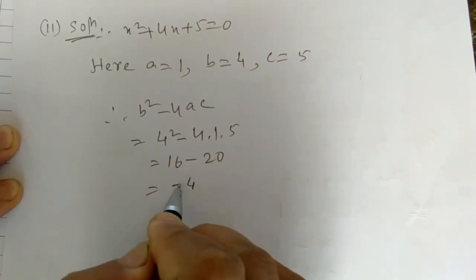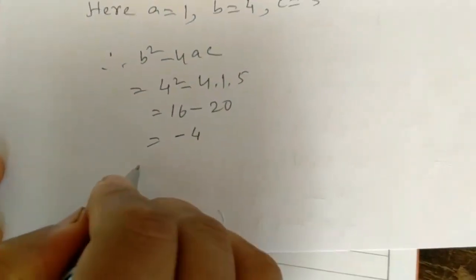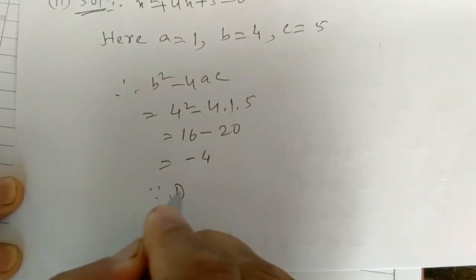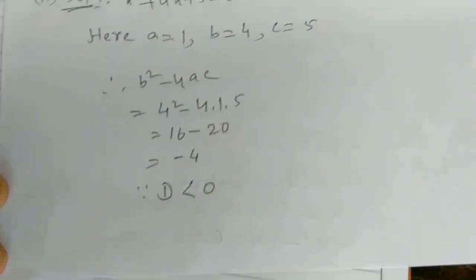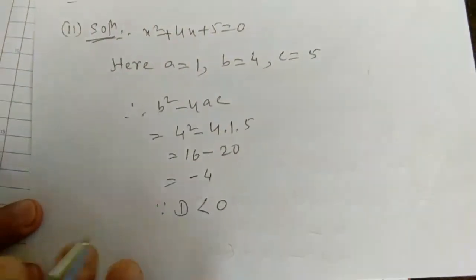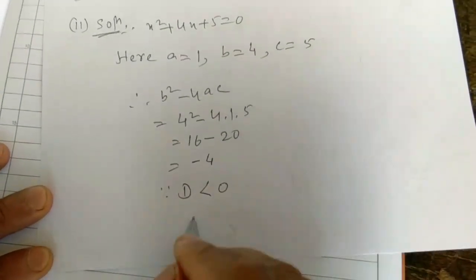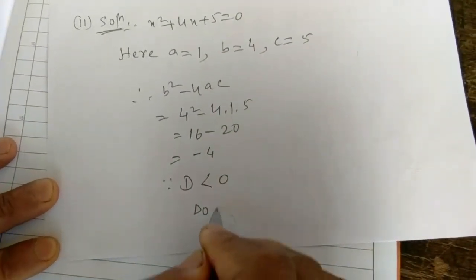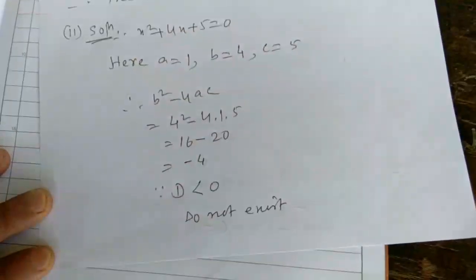This is less than 0, because negative numbers are always less than 0. So we will write like this: since the discriminant is less than 0, the roots do not exist. Therefore they do not exist. Finish. If they do not exist we cannot solve.